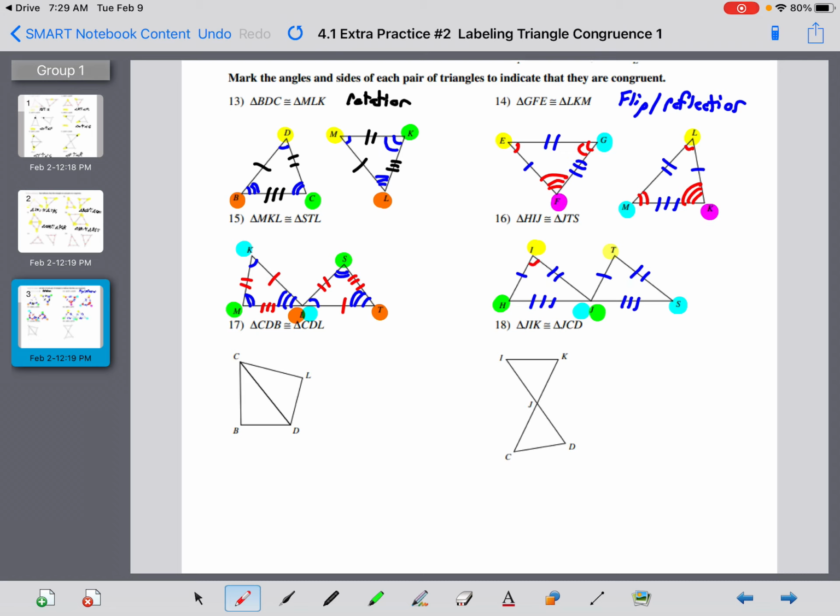And then you draw your corresponding angles. Boom, boom, boom, boom, boom, boom. Okay.